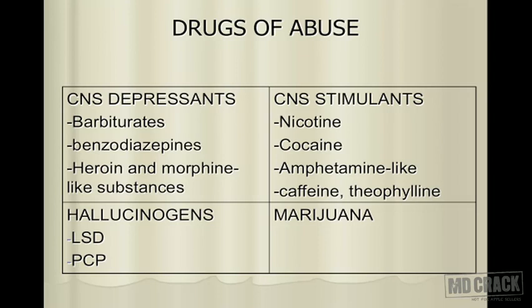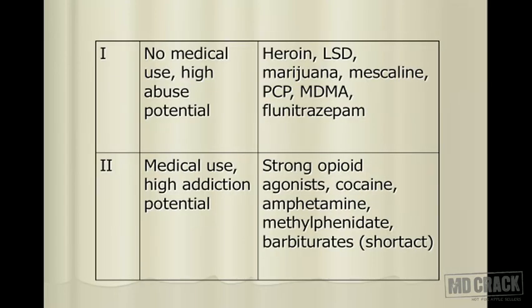If you look at this table, under CNS depressants, we have barbiturates, we have benzodiazepines, we have heroin and morphine-like substances which are opioids. In the CNS stimulants, we have nicotine, we can't forget cocaine, we have amphetamine and amphetamine-like medications, and we have caffeine and theophylline, the xanthines. Under hallucinogens, there's LSD and PCP and a special place to discuss marijuana. So, as far as the drugs of abuse are concerned, before going to the actual individual drugs, you need to know about the various schedules of the controlled substances.